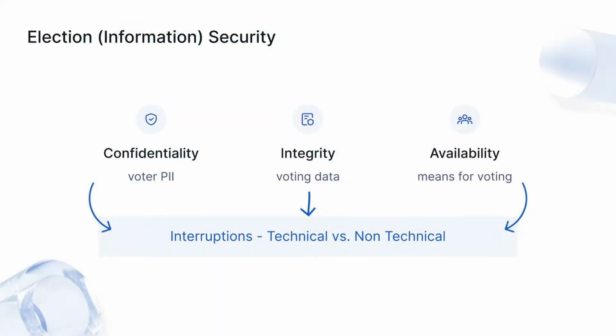During elections, we want to preserve the confidentiality of voters' personal information. We want to preserve the integrity of the voting data itself, and we want to preserve the availability of the means for voting. During an election, each of those pillars of information security, confidentiality, integrity, and availability, can have technical or non-technical interruptions. For example, the availability of voting can be disrupted by technical means if an attacker exploits a vulnerability in a voting machine.